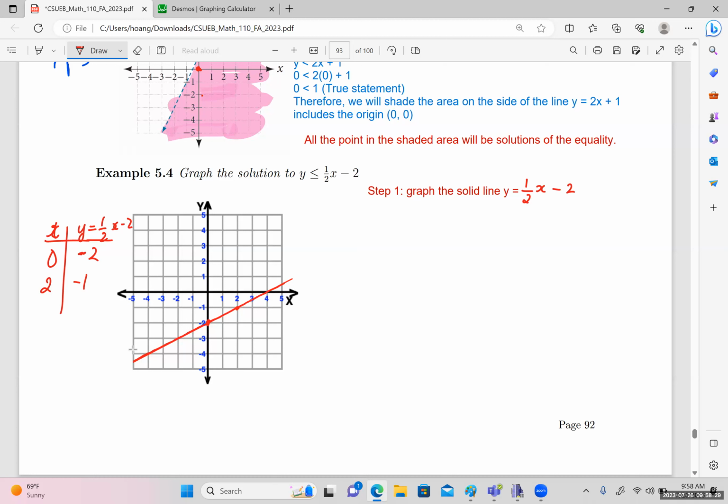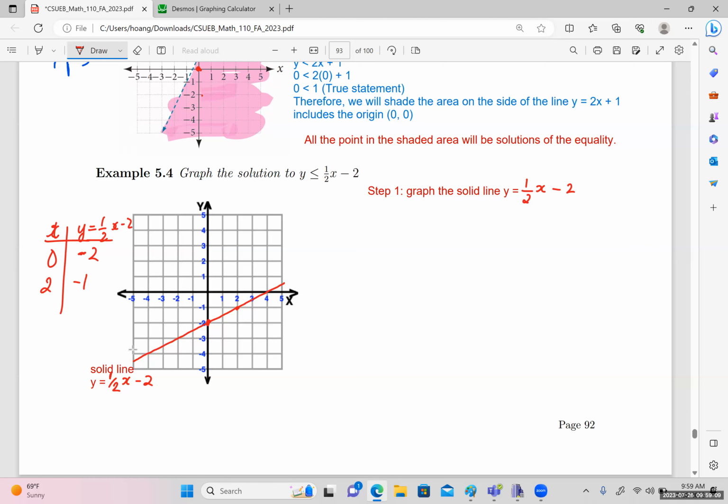Okay. All right. Yeah, so as you see now, I have a solid line, y equals a half of x minus 2, right? And we just need to determine which side will be the solution, right? We need to shade it, right?